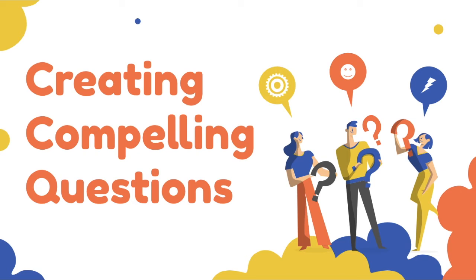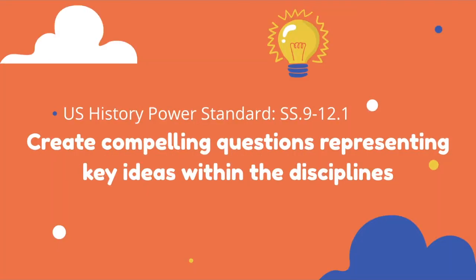Hello, this short screencast is about how to create a compelling question. In U.S. history, the first power standard reads, create compelling questions representing key ideas within the disciplines. To understand what this standard is asking us to do, we will look at its two parts, creating a compelling question and representing key ideas in the disciplines.